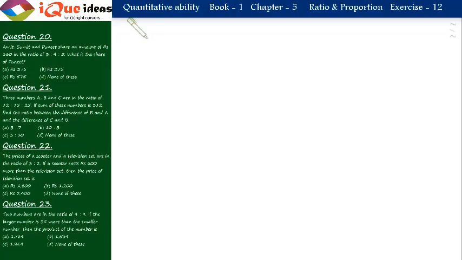Now let's take up the next question, question number 20. It says Amit, Sumit and Puneet share an amount of rupees 660 in the ratio 3 is to 4 is to 5. The only thing that we have to take care of is the order. We want to find the share of Puneet, that means the value corresponding to 5.